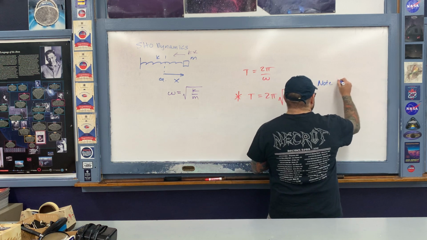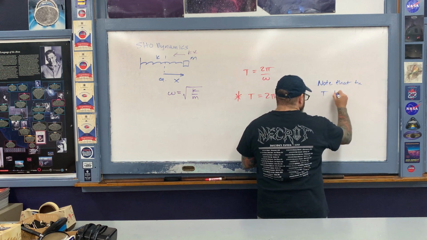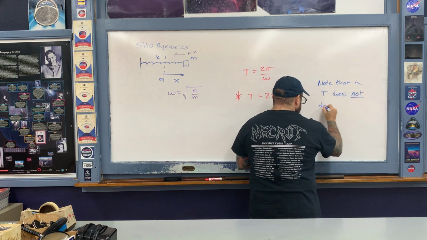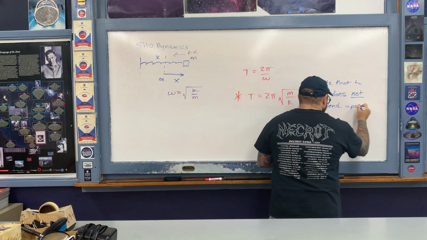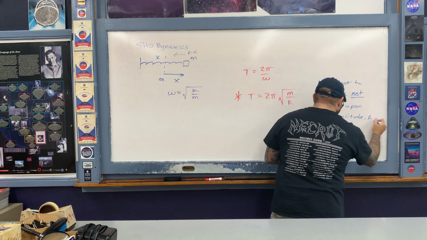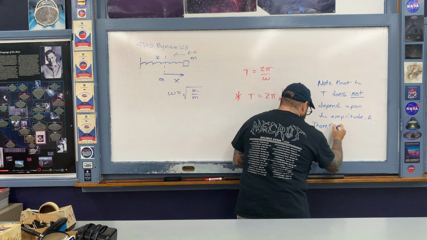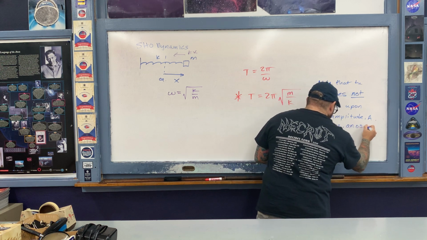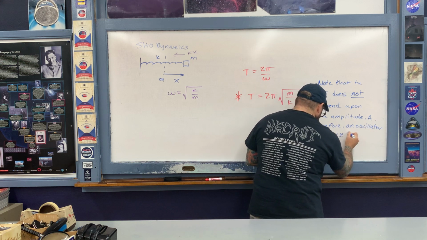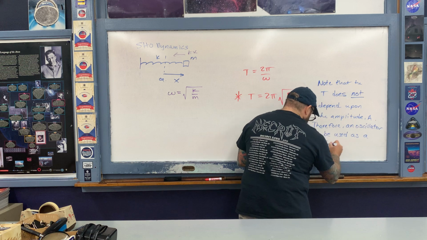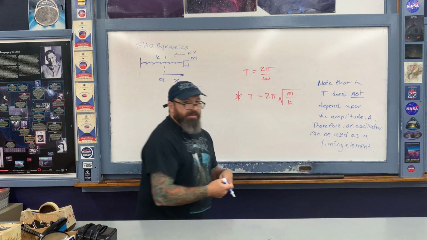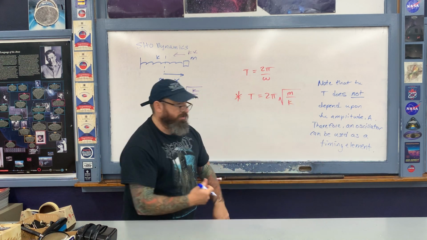Okay, let's note that the period does not depend upon the amplitude A. Therefore, an oscillator can be used as a timing element. This led immediately to constructions of the first accurate clocks.